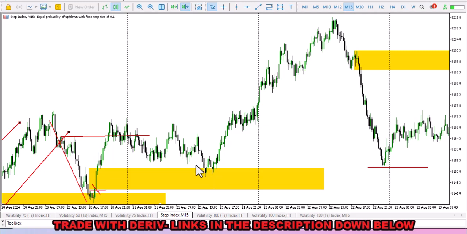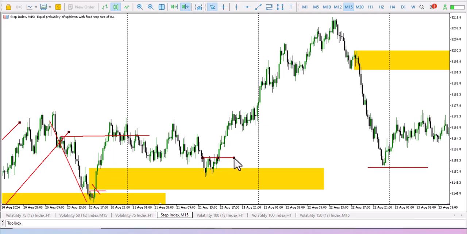So if you are looking in this area here, what do you see? You see that we have minor structure. So in this case, where is our structure? Our structure is here. So this is the high that we want price to break, and the break came where? So let's just draw this accurately so that you can see where we had a break here.